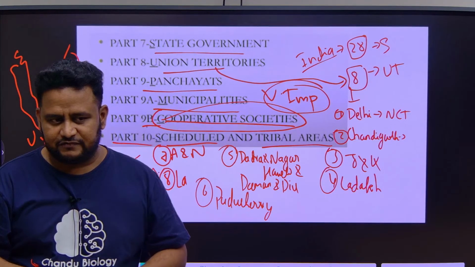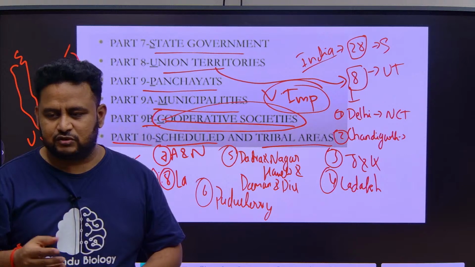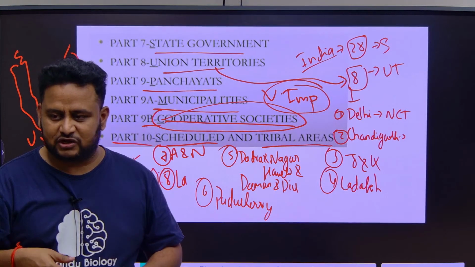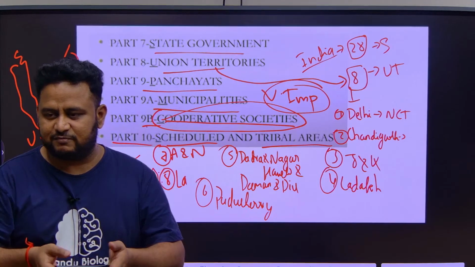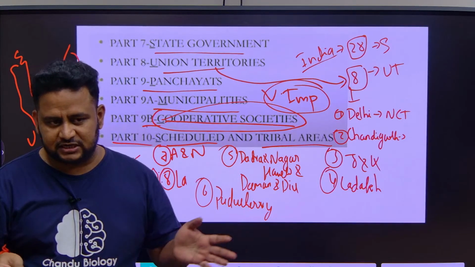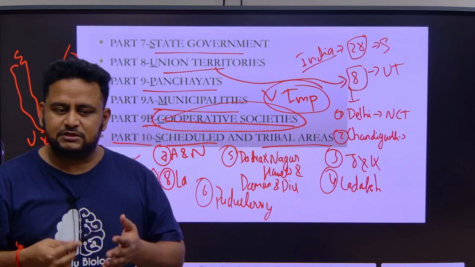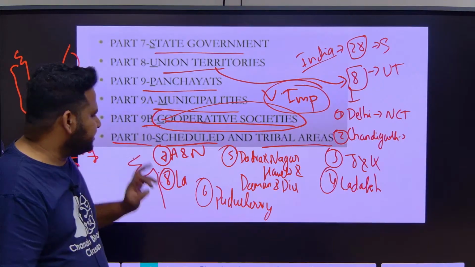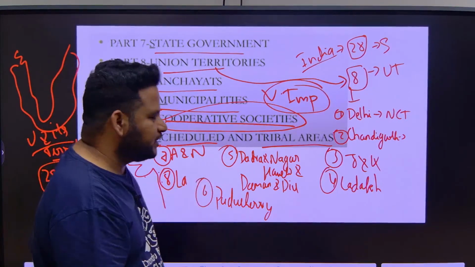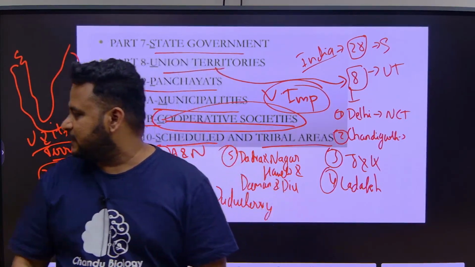Correct? We are a very diverse country. Every 200 to 300 kilometers, you can see a different kind of soil, different kinds of people, different food tastes and different types of clothing also. So to ensure that there is unity here, the administration should also vary. So part 10 is talking about what? Scheduled and tribal areas.